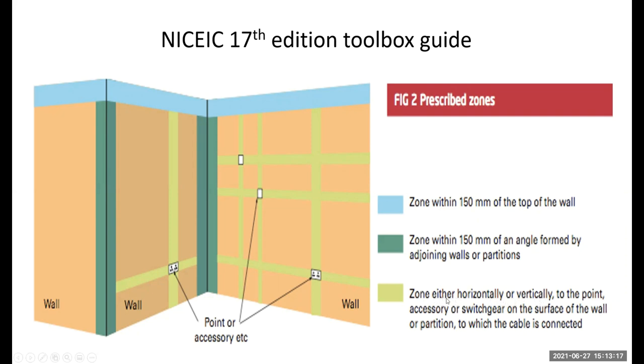So this implies choice, this is the choice, horizontally or vertically, to the point, accessory or switchgear on the surface of the wall partition to which the cable is connected. Had they coloured the horizontal and vertical prescribed zones a different colour, or even explained that you could not simply change direction through zones in the middle of nowhere, I believe we would not have had the confusion that we currently have. And I'll get onto that in a bit.